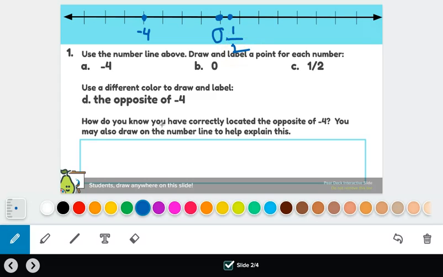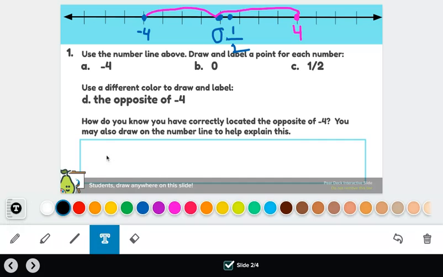Then it asks for a different color to draw and label the opposite of -4. Since -4 is this far from 0, the opposite of that would be 4 units to the right of 0. If I'm shading that in, I would have a point there: 1, 2, 3, 4.